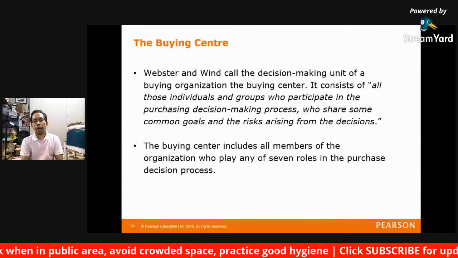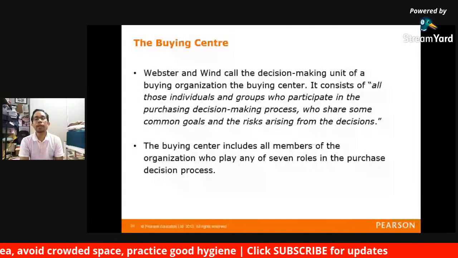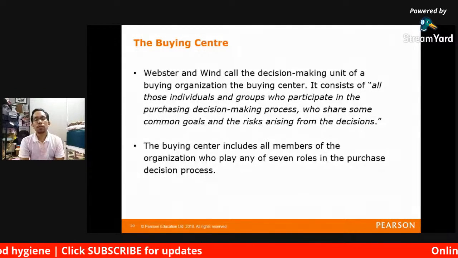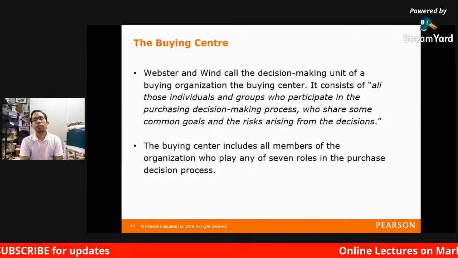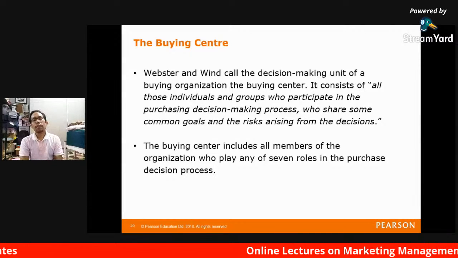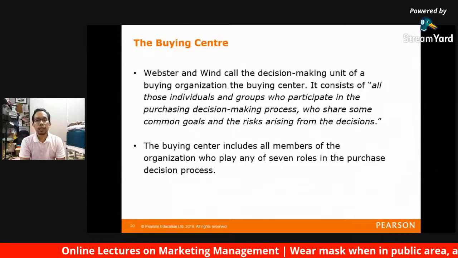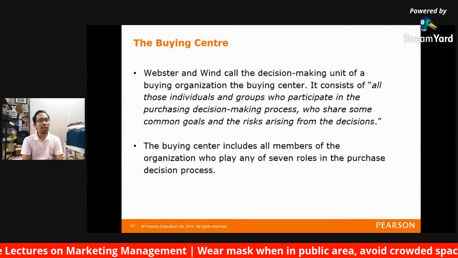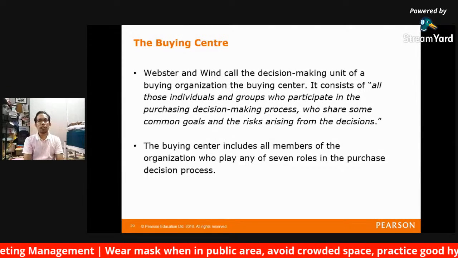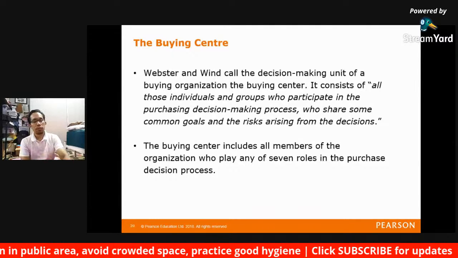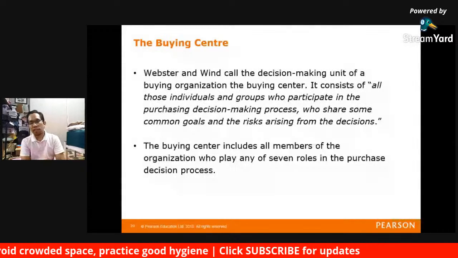That's why, in terms of opinion, the expertise involved in that particular process must have integrity. All right, the buying center includes all members of the organization who play any of 7 roles in the purchase decision process. What are the 7 roles?